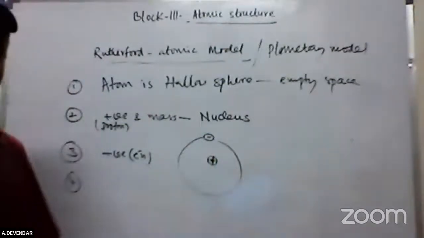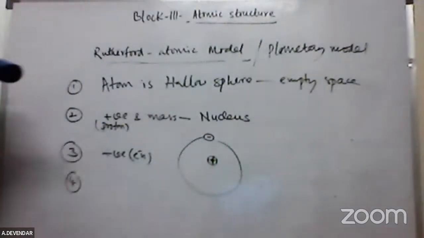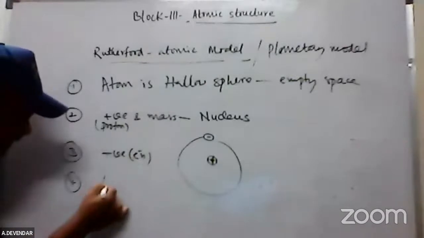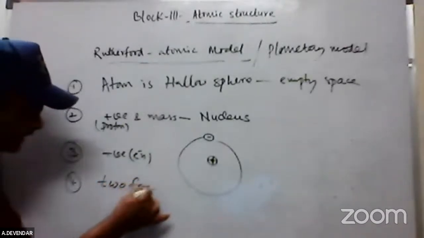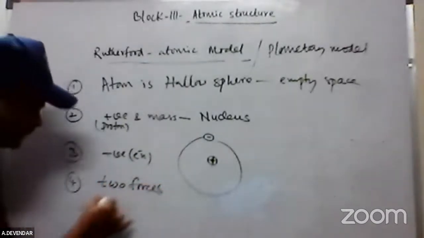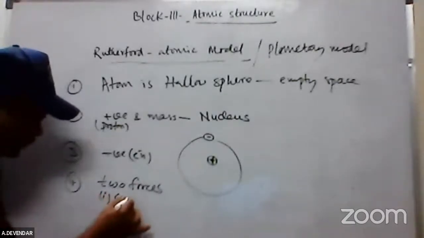The revolving electron around the nucleus has two forces. One is called the centripetal force.